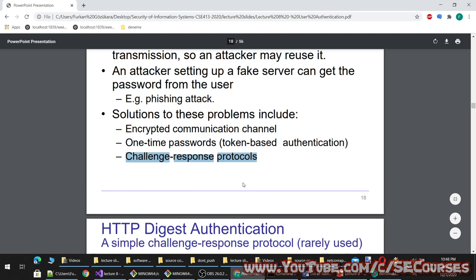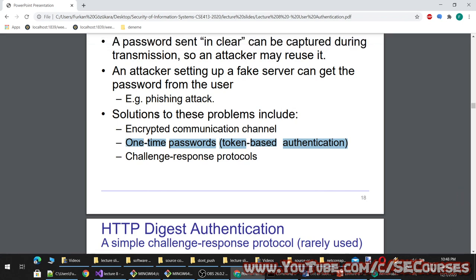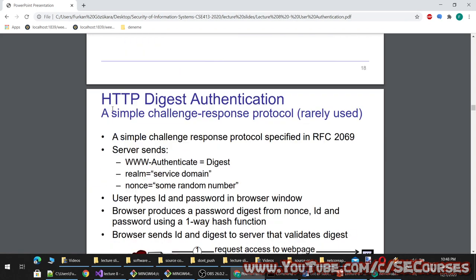So to prevent a phishing attack, you need to use one-time passwords. With that way, a user wouldn't enter his or her password. The user would expect tokens to be generated.